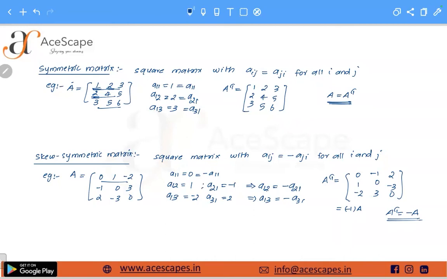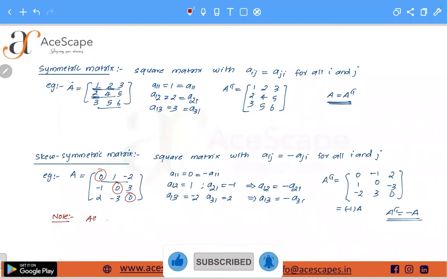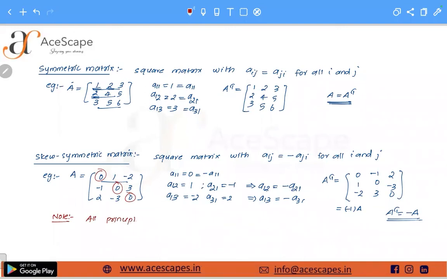So also note that for a skew symmetric matrix, all the diagonal elements are 0, because otherwise if A11 is 1, it will not be equal to negative of A11, right? So note that all principal diagonal elements of a skew symmetric matrix are 0.